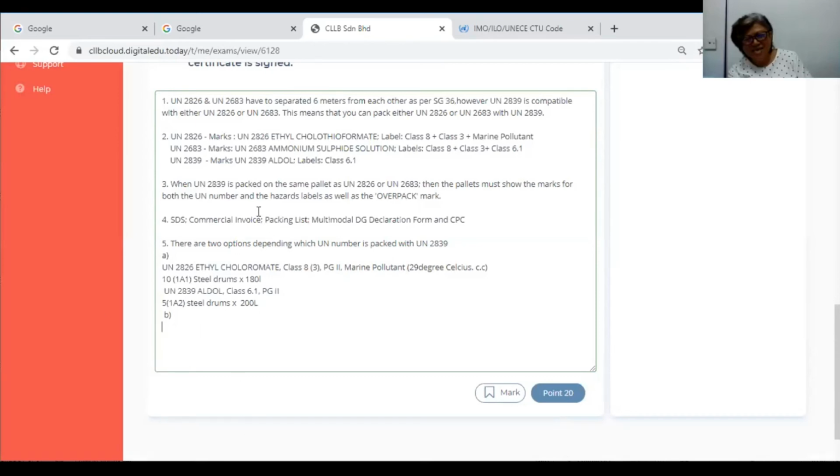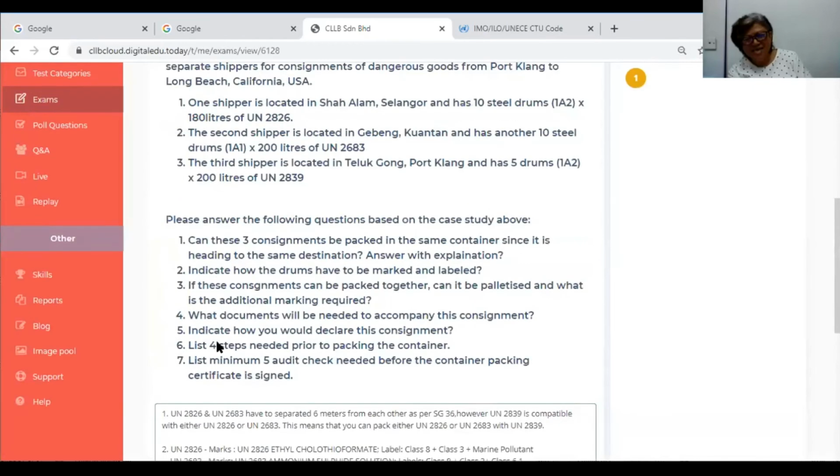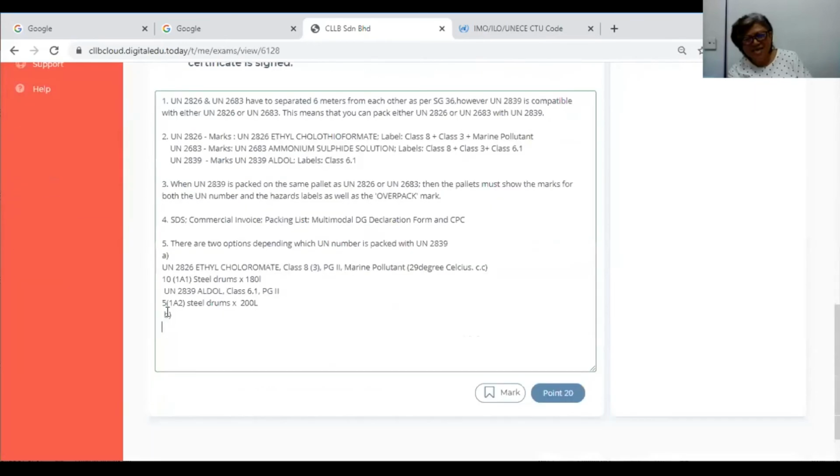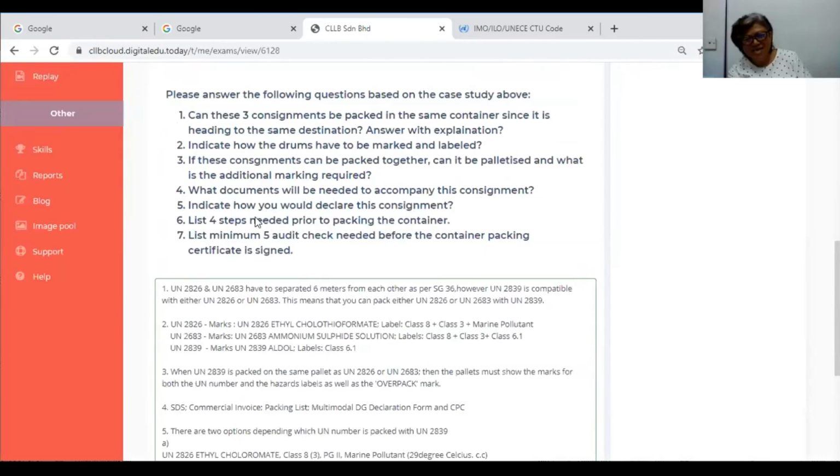So there are two options here, right? When we talk about compatibility with these three consignments. So when the question asks you, how would you declare it? Then you have to give those two situations, one 2839 with 2826, then one 2839 with 2683. All right, so you can finish this portion of it as you understand how you need to answer this question.